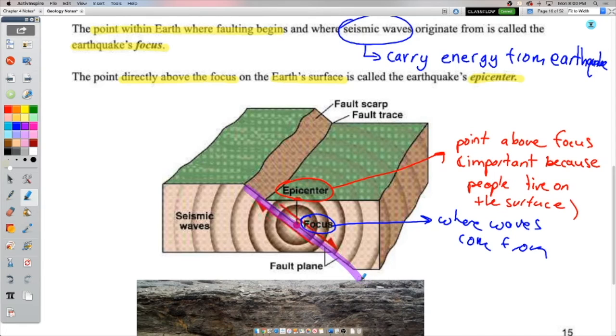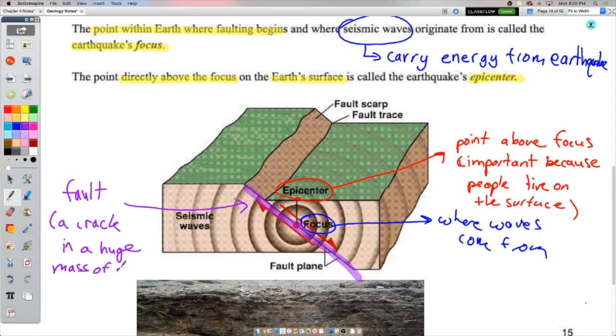I think of it like if something breaks, that thing was faulty. If you buy a faulty bicycle, it's a bicycle that breaks on you, right? And it breaks along a fault. So this is a fault. It's not always caused by an earthquake. Usually when we talk about them, they are, and usually when geologists in general talk about them, they are talking about a fault from an earthquake. But essentially all a fault is, is a crack in a huge mass of rock.